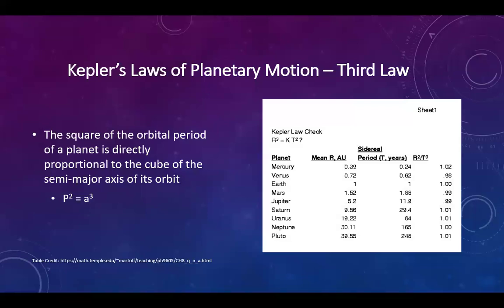So here, for example, we have the period in years, the mean radius in astronomical units. This is the semi-major axis for all the planets and Pluto. And here we have the period in years. And here we have r squared over t cubed. And you can see they're all basically one.